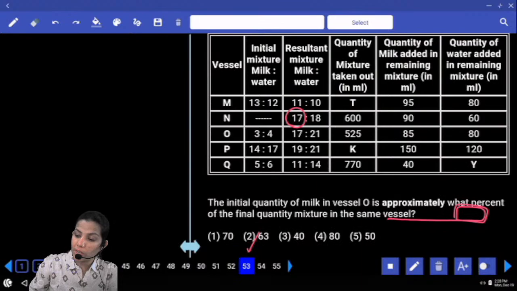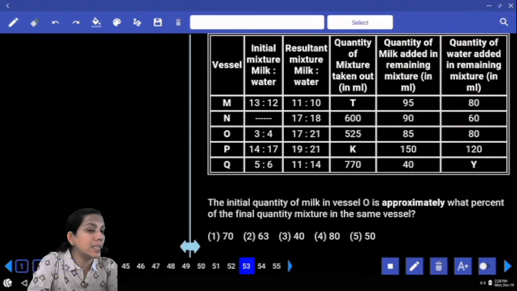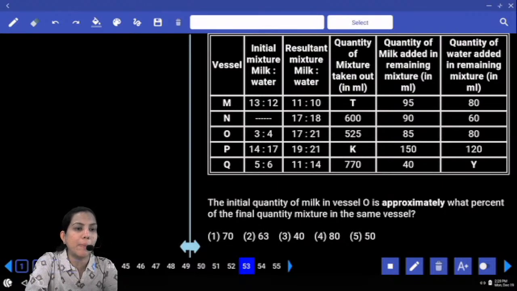Next question number 53. The quantity of milk in vessel O is approximately what percentage of the final quantity of mixture in the same vessel? This is with the options impossible thing. కుదరదు, అసలు చేయలేవు. ఆప్షన్స్తో కుదరదు, కంపల్సరీ సాల్వ్ చేయాలి. Initial quantity of milk in vessel O.